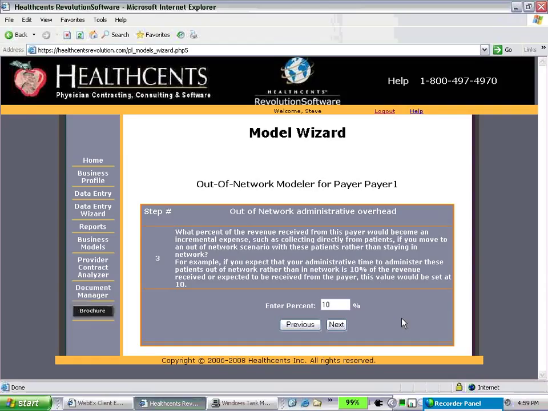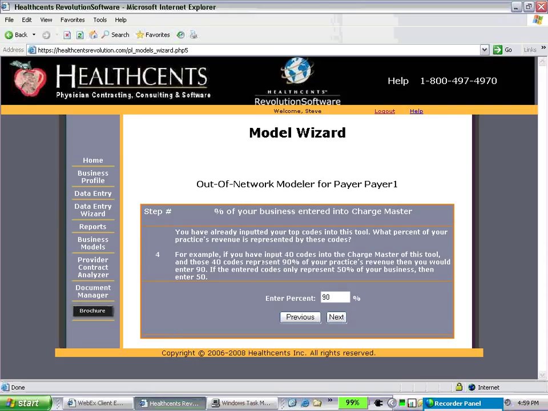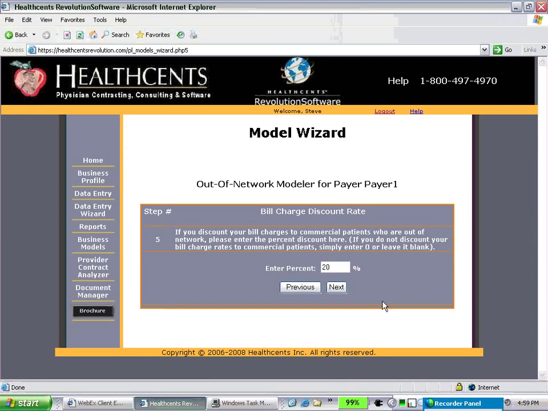The third question is, what percentage of the revenue you receive from this payer would become an incremental expense, which means that you would now have to collect individually from patients rather than just from a single payer. Question 4, basically in the tool, you've already inputted the codes that contribute the majority of your revenue, but there still may be codes that are missing which contribute revenue to your practice. So in this case, we're going to say that we have 90% of the codes covered.